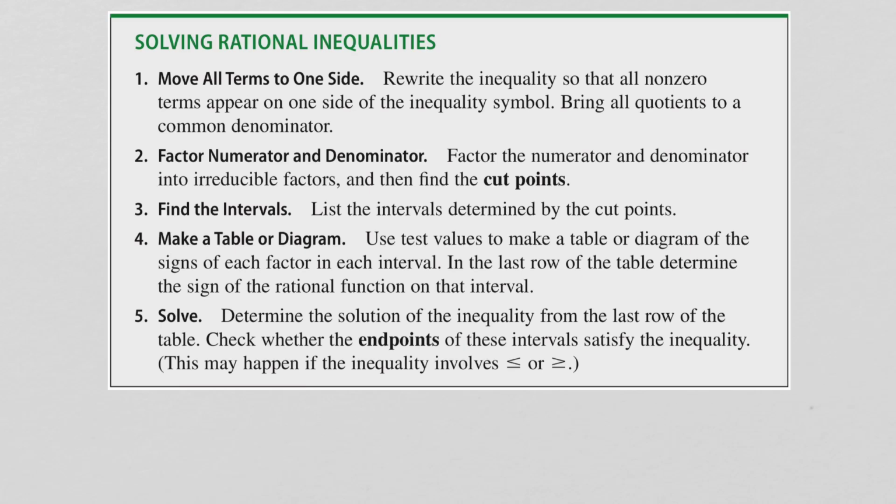Solving a rational inequality is very similar to solving a polynomial inequality. We're going to move all the terms to one side, and then we're going to factor the numerator and the denominator, and then we're going to find the intervals and then solve using a table or a diagram. Let's go ahead and take a look at an example of solving a rational inequality.